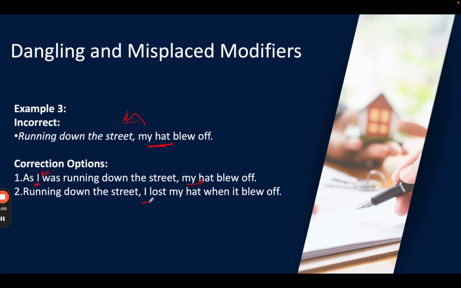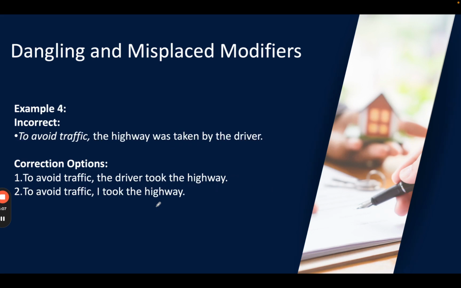Running down the street, comma, I. Now, here we have the subject right after the comma. It tells me clearly who was running down the street. That was I.